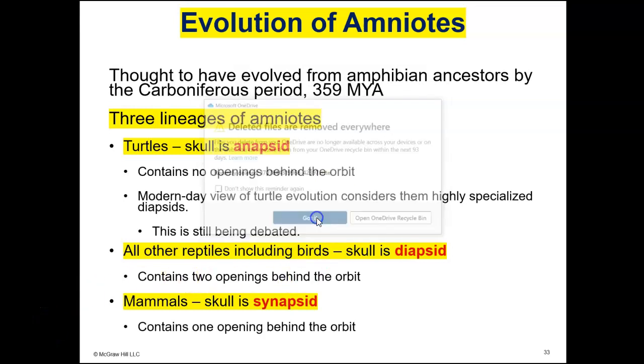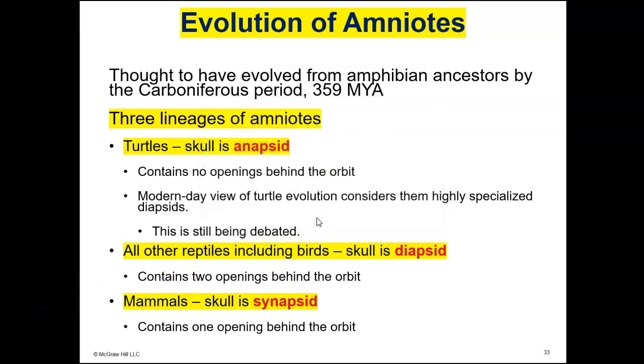This is recording number 2 from the chapter 29 lectures. So we were talking about amniotes, and those are animals that lay amniotic eggs. The first animals to lay amniotic eggs were the reptiles. So there are 3 lineages of animals that we refer to as amniotes.